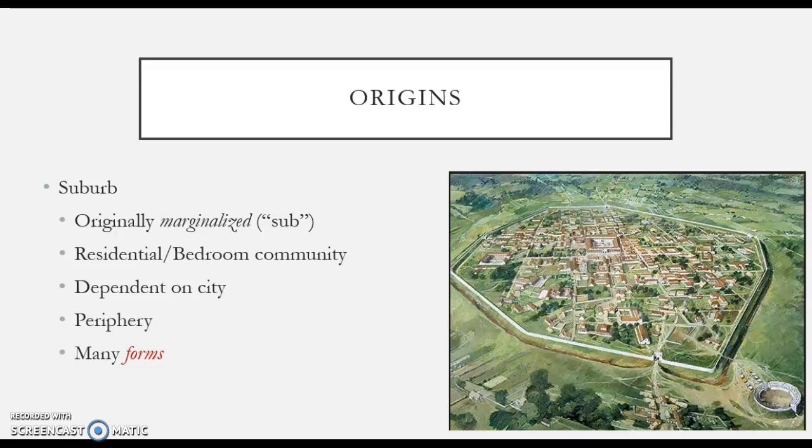As we'll note coming up, suburbs exist in many forms. Historically, suburbs looked very different than they do today. Looking at this picture of a former Roman city, and then into the 19th century, the early suburbs took on a different look than what we find today in the 21st century.